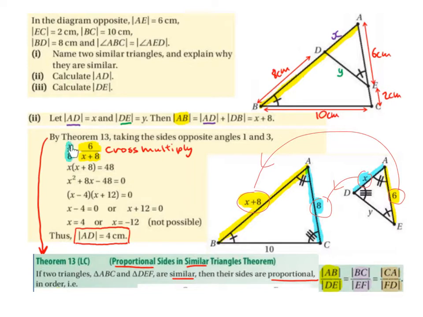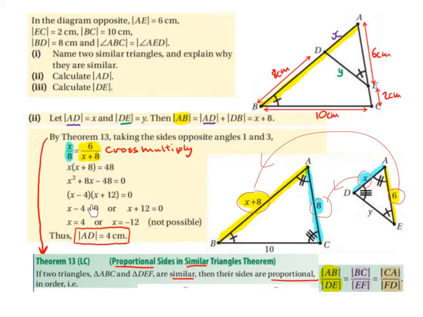So we're going to have x multiplied by x plus 8, and 6 multiplied by 8, which is 48. X multiplied by x is x squared. X multiplied by 8 is 8x. Bring the 48 over the equal sign, it becomes minus 48, equal to 0. Next we're going to factorise. So we get x minus 4 and x plus 12. And then we're going to let each set of brackets equal 0 and solve for x.